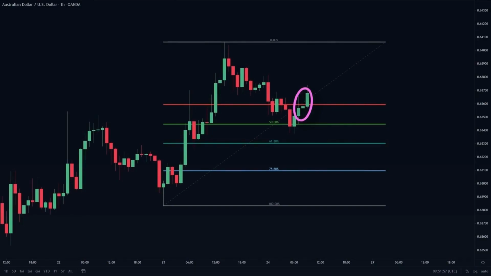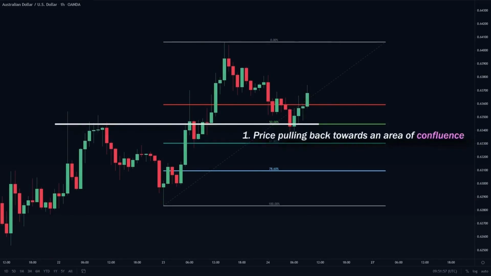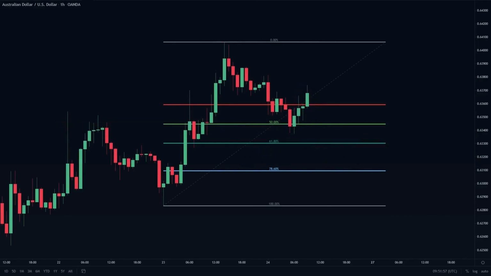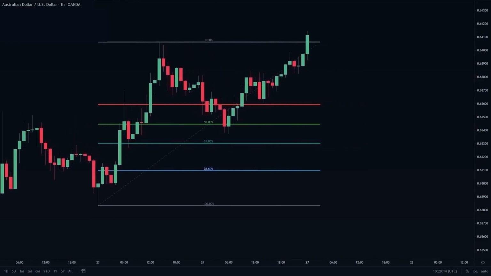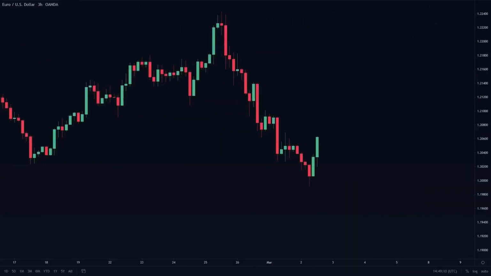above the 38.2% level. So let's recap what we have currently. We have price pulling back towards an area of confluence, which is a Fibonacci level and a resistance level at the same time. And second, we can also see signs of upward momentum indicated by multiple green candles breaking above the 38.2% level. So based on this, we can conclude that the price will likely bounce at this level. And so this is a good opportunity to take a long position.